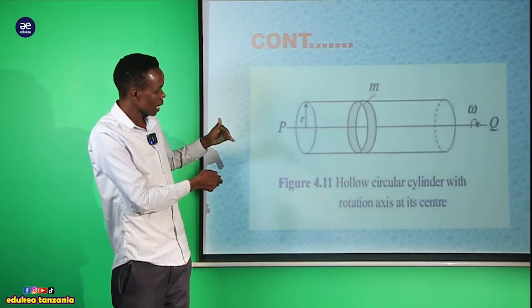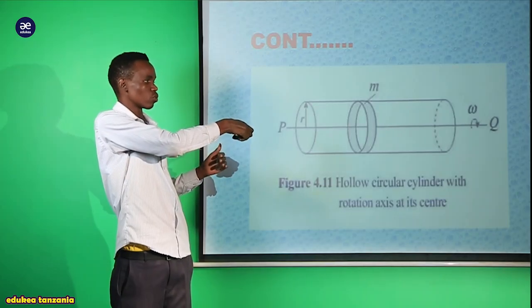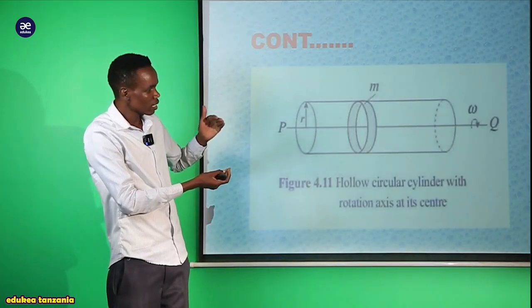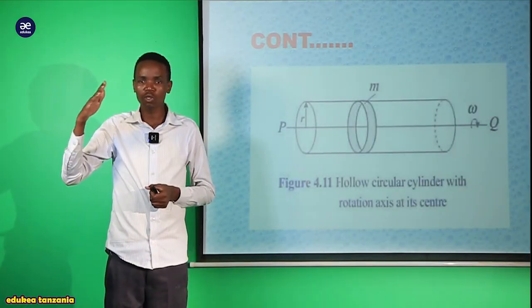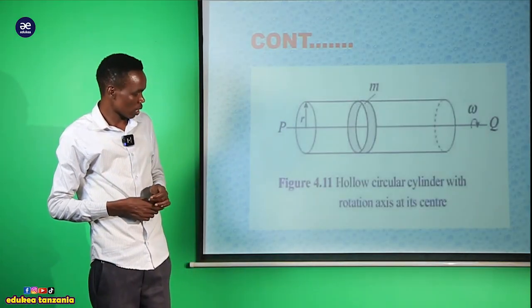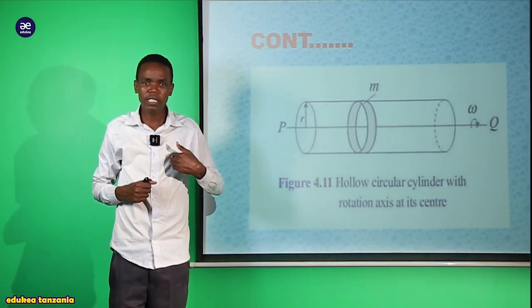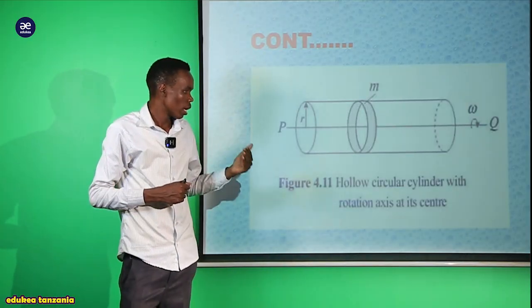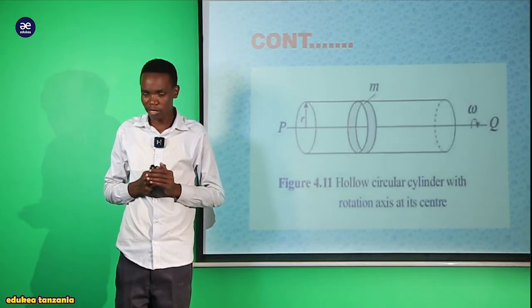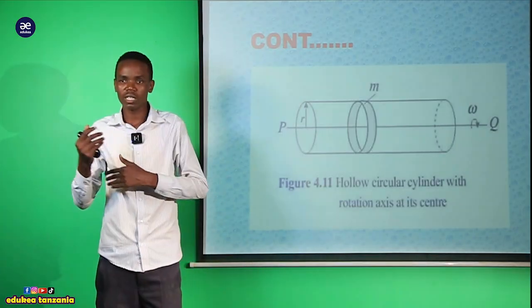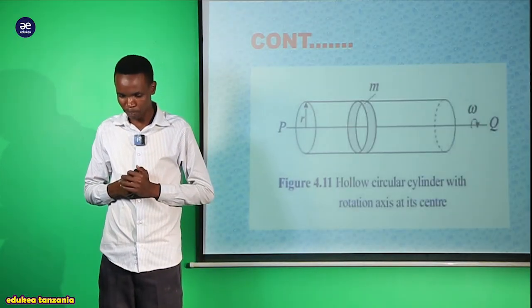We have the radius from the axis of rotation up to the ends, as we try to see on our cylinder. And this cylinder tries to rotate perpendicular to the axis of rotation, as we observe. So our figure here represents the hollow circular cylinder with rotation at its center. Now it's trying to rotate on its center, as we try to see here.